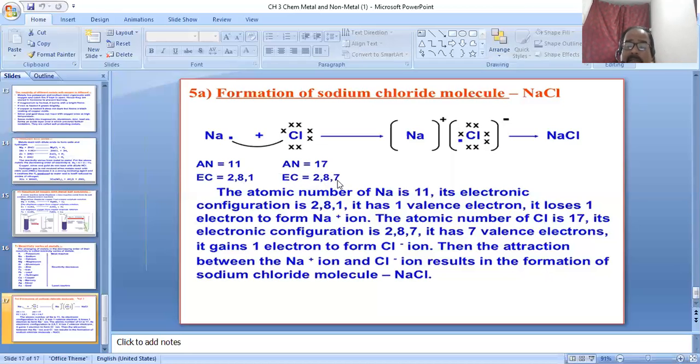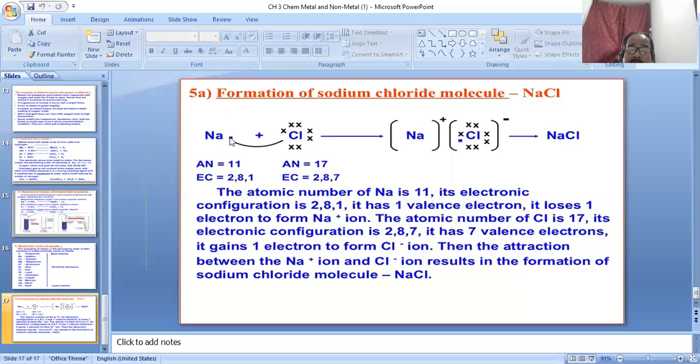So in the third orbit, chlorine has 8 electrons in the outermost shell. According to the dot structure represented by Lewis, the valence electrons are present in the outermost part of an element, like here 1 for sodium and here 1, 2, 3, 4, 5, 6 and 7 for chlorine.